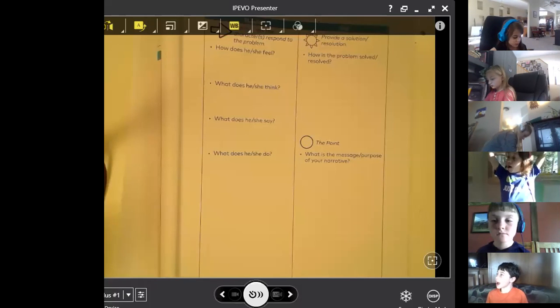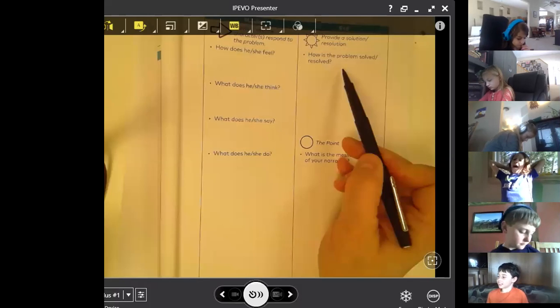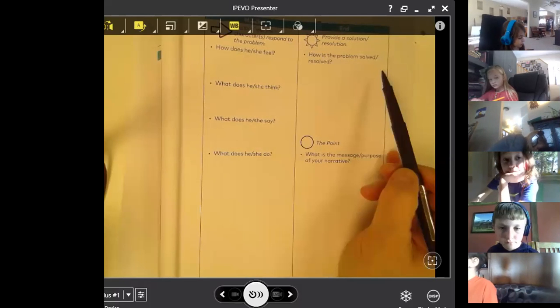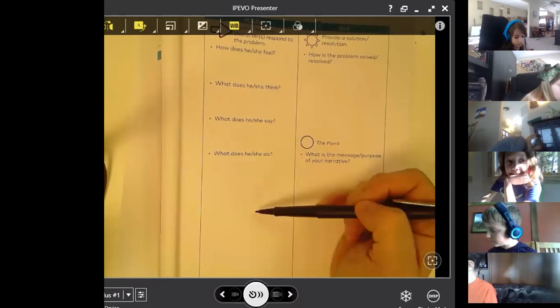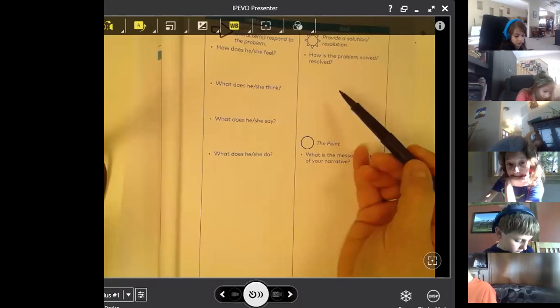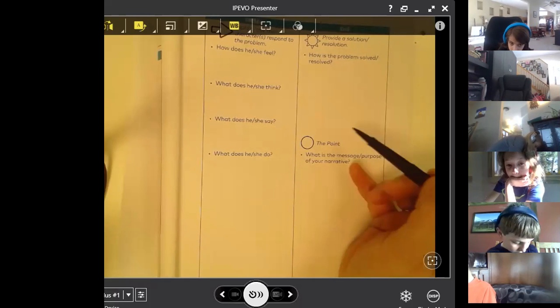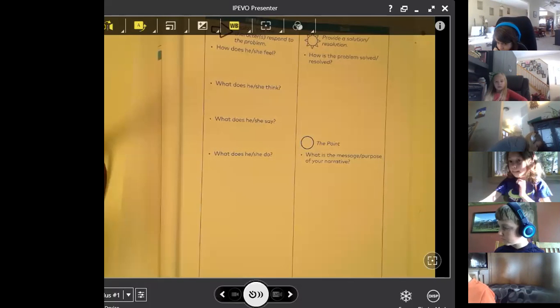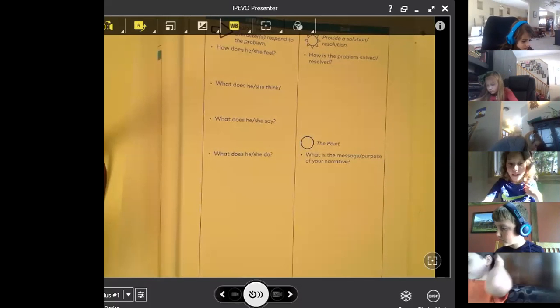And this might lead you to this part right here, obviously, which is, how is it solved? What do they do here that gets them out of the situation? Now, we have to actually solve the situation. So think about how they're going to get themselves out of this problem. It takes a little bit of thought sometimes, for sure.